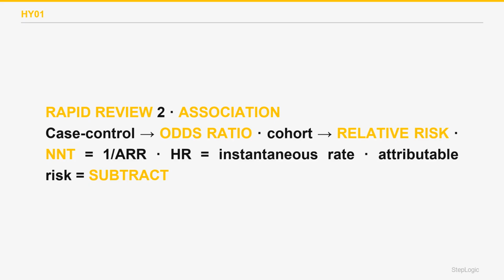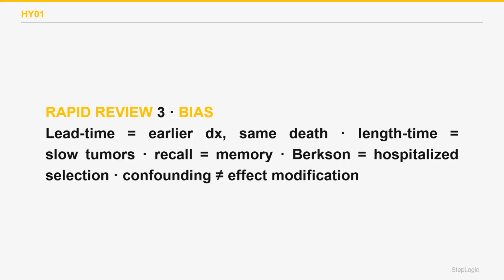Match the measure to the design. Odds ratio for case-control. Relative risk for cohort. Ratios divide. Attributable risk subtracts. Screening fakes benefit two ways: starting the clock early or catching slow tumors. Confounding you adjust away. Effect modification you report.